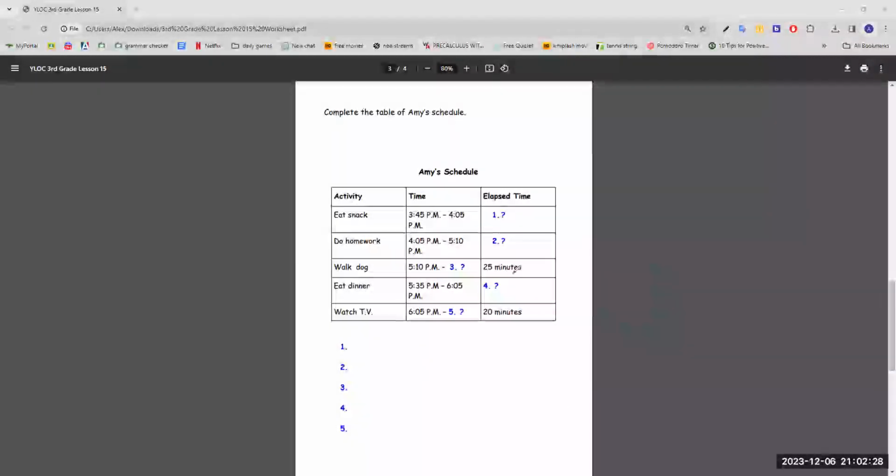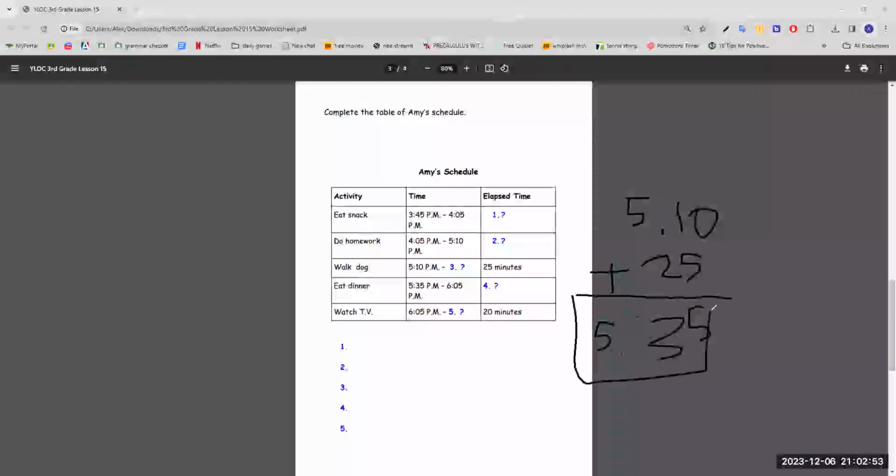Now, the elapsed time is 25 minutes and the start time is 5:10 p.m. and we have to find the end time. So we just add 25 minutes to the minutes. So 5 plus 0 is 5. 2 plus 1 is 3. And we just drop the 5. So number 3, the end time is 5:35.